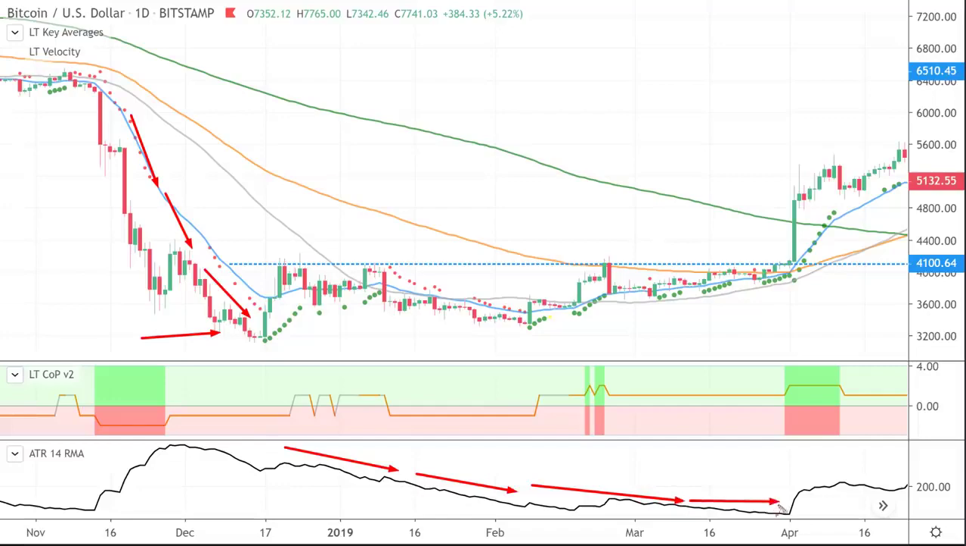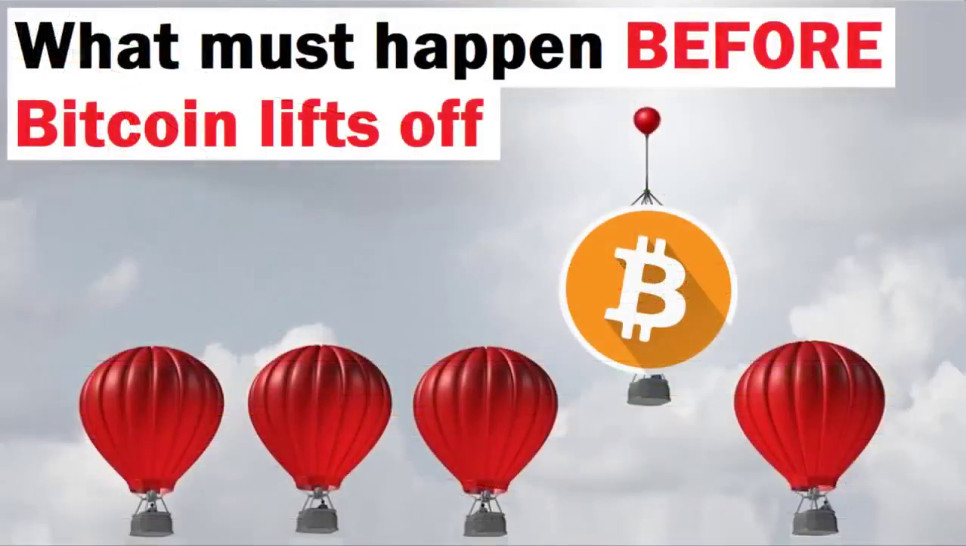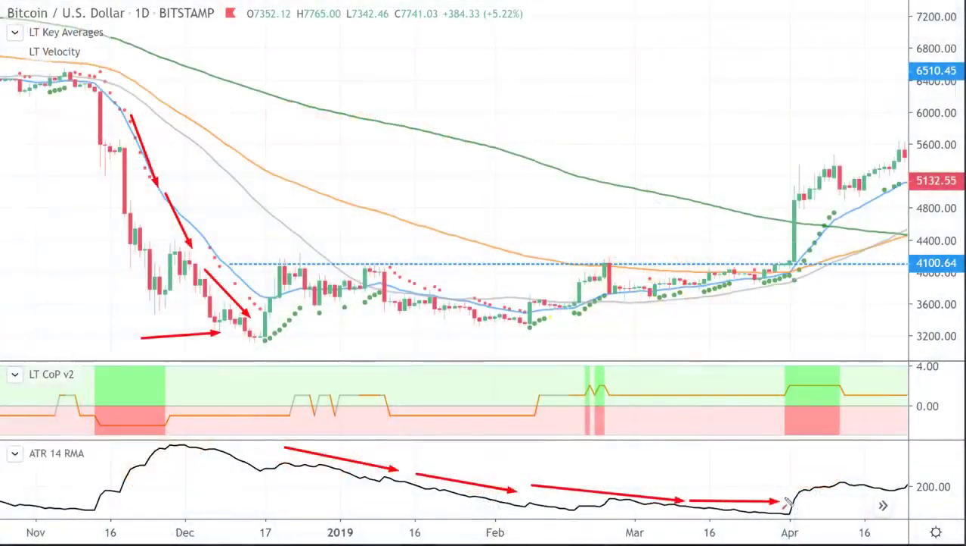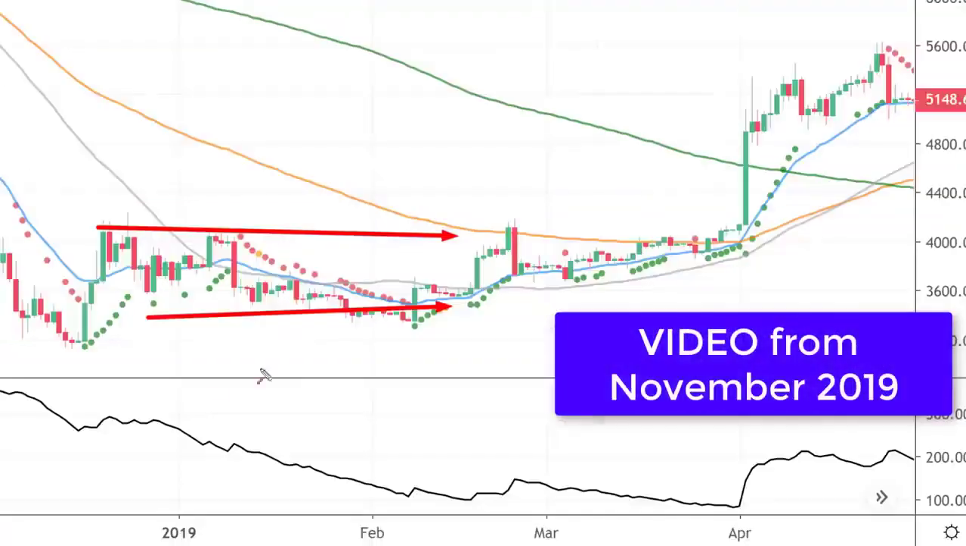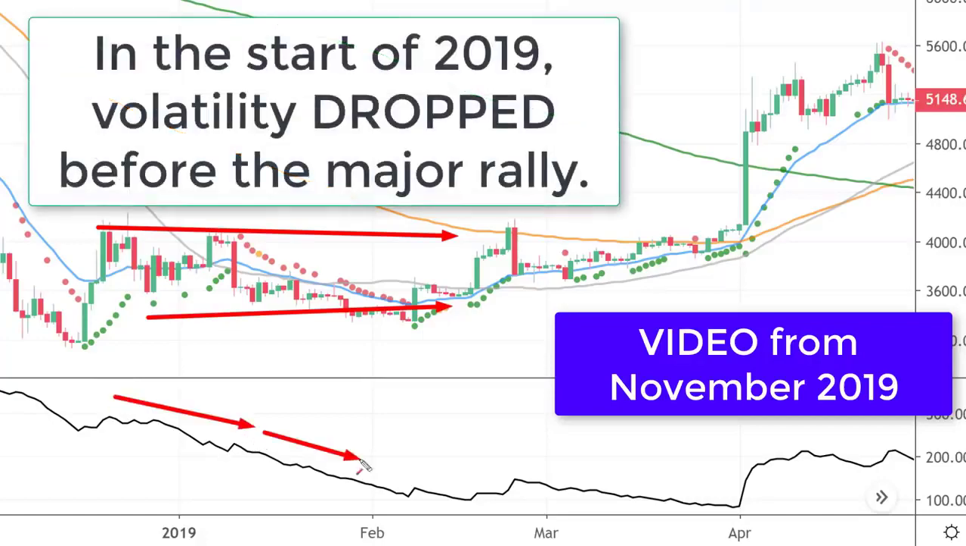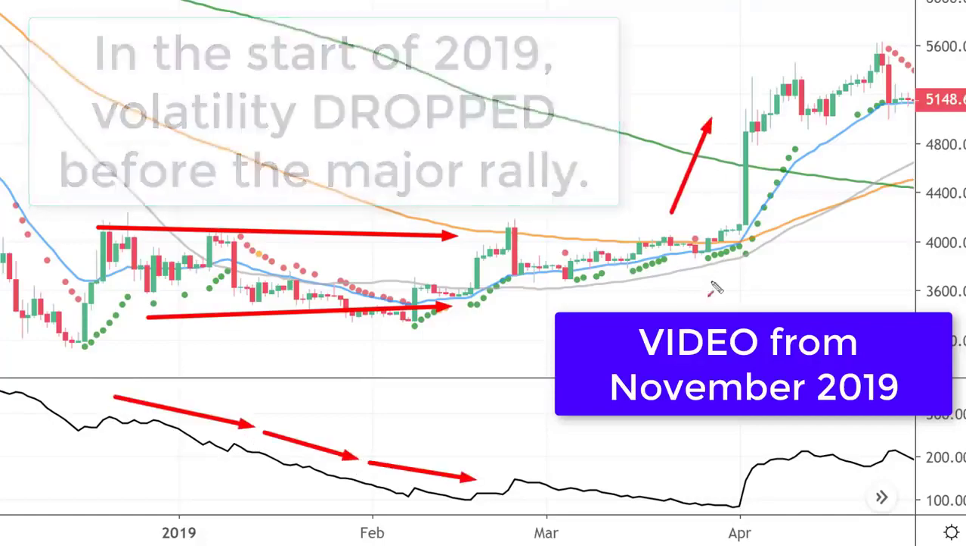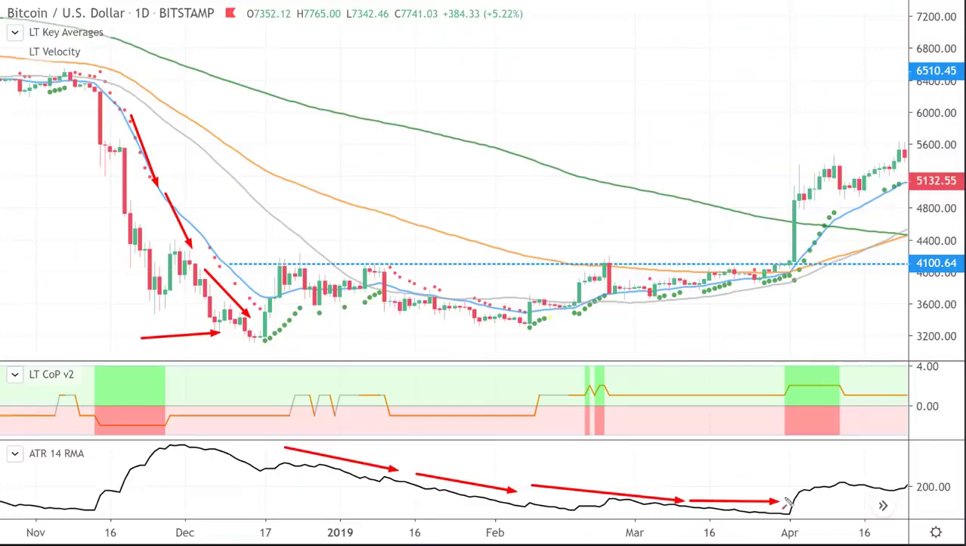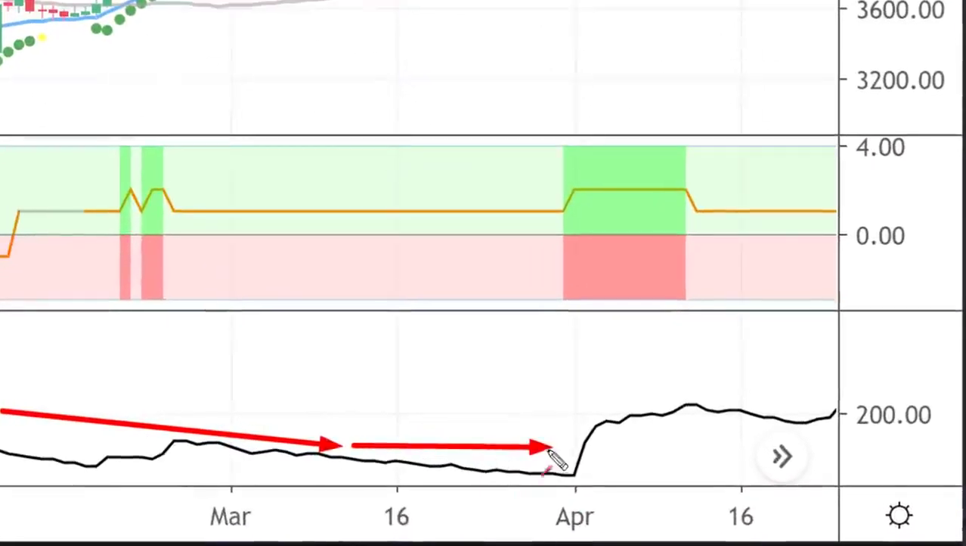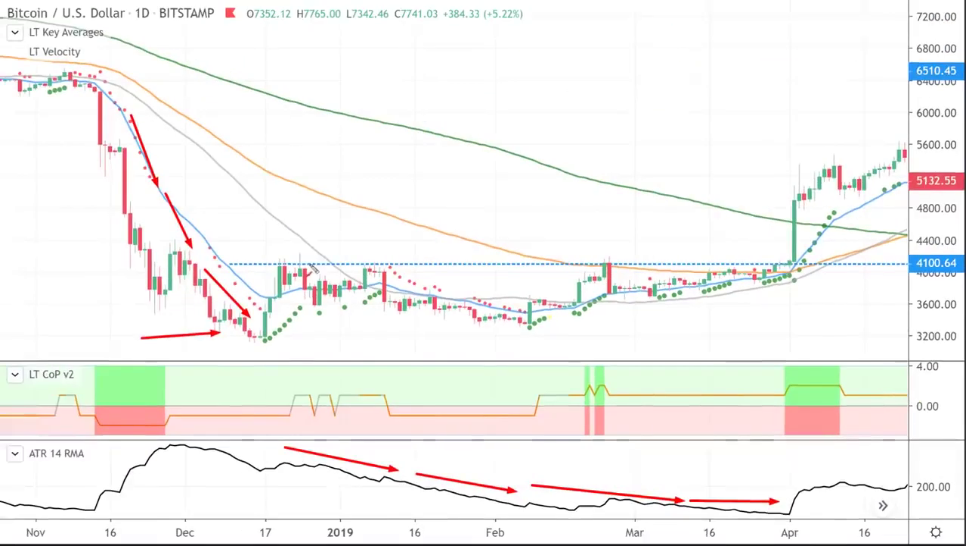And as I mentioned before, guys, you may recall my video from December, I think it was, when I said we need to see Bitcoin losing volatility. So you want to see the volatility in the average true range drop significantly. So that's the first important thing I'm looking for. I want to see volatility dropping. Huge drop in volatility. So that's very important.